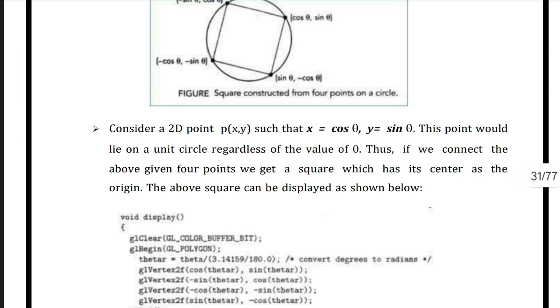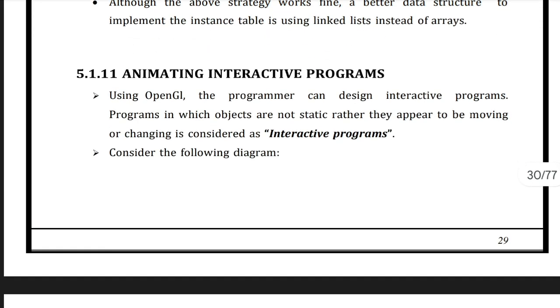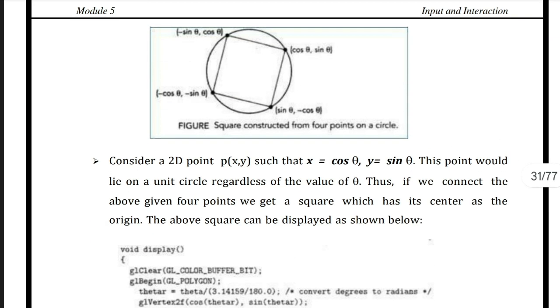Yeah, this is the rotating and animated square. Okay, so for that, I'll give you the logic of it. Here 4 points are defined, right? And the theta values are also defined. So if you change the theta values, this point will be coming here, this point will be coming here, this point will be coming here, this point will be coming here.